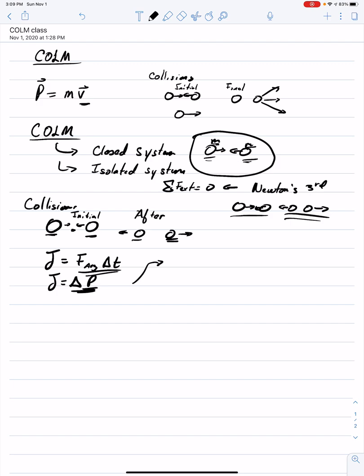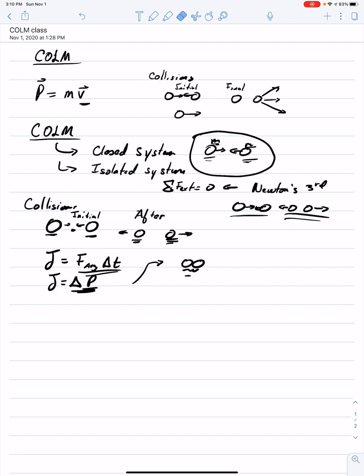we actually care about what happens in between that collision. In conservation of linear momentum, we only care about what happens before and after. In impulse, we care about once that impact happens, how long they were together in that impact, what the force was, and how much time they stuck together for us to solve for the impulse of that object. So that is the main difference between conservation of linear momentum and impulse.